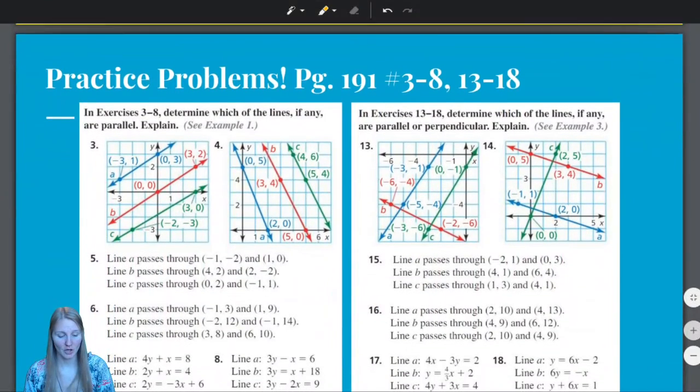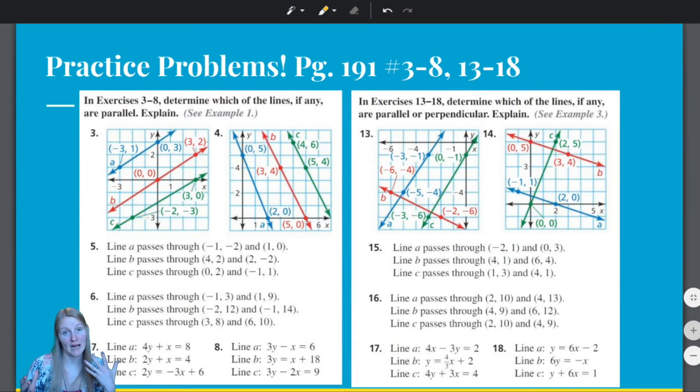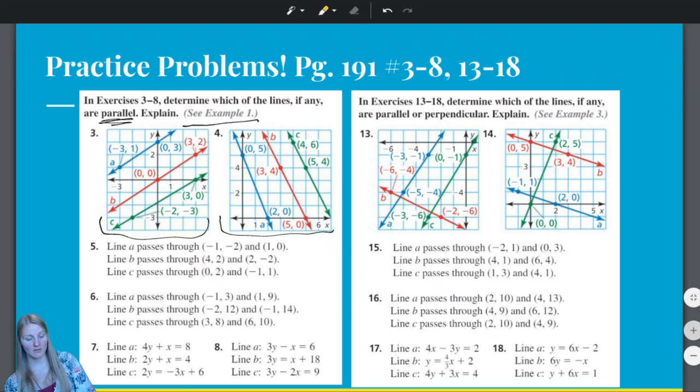Okay, these are some practice problems you can do to practice the problems you learned in this video. So the first set of problems right here is the same as example 1. It's just, are the lines parallel or not? And it gives you several different types. So we have some with graphs, we have some where it just tells you the points, and we have some where it tells you what the equations are.